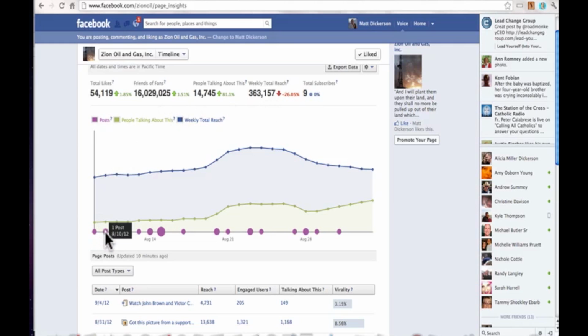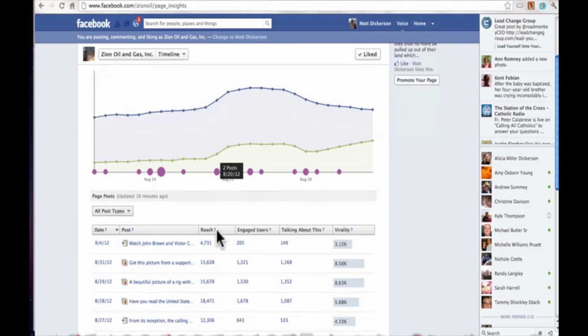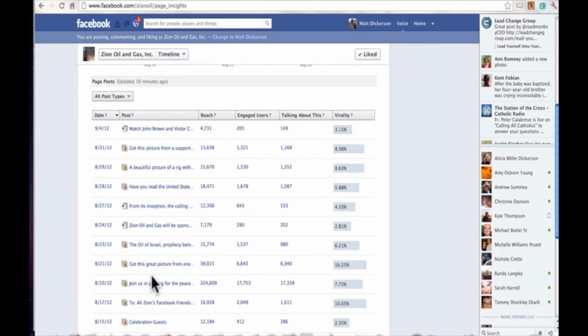And you can see here, as they post, well, there's 4 posts that you can just start to see a climb. And then you see a good bump. That was on August 20th. So you can actually come down here and you can see, well, what did we post on August 20th? Wow, look at that.